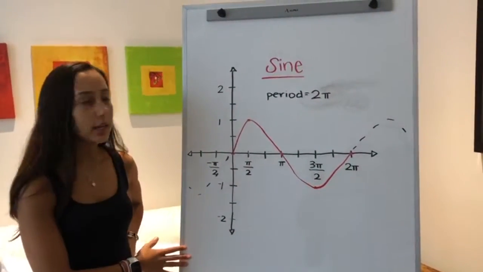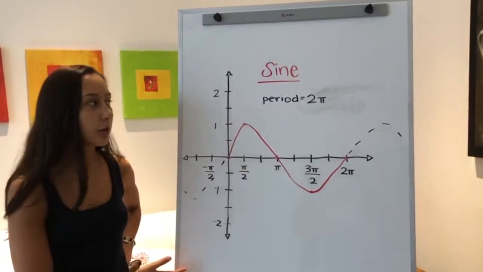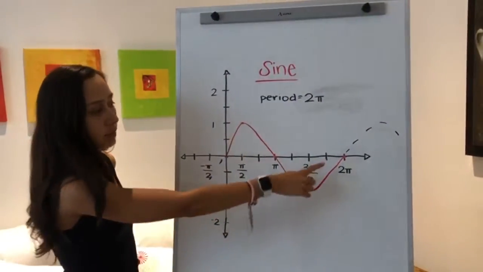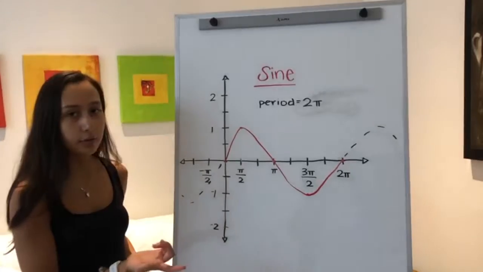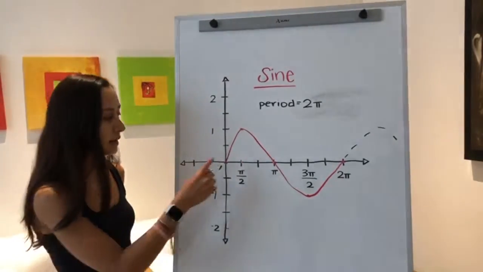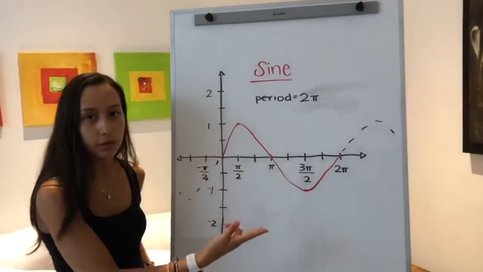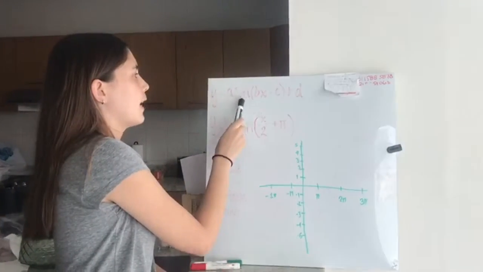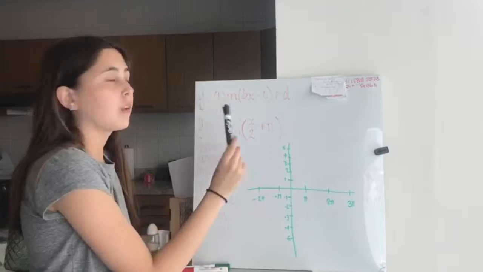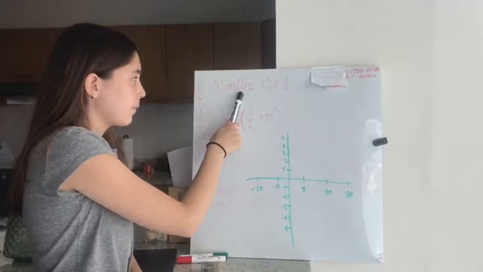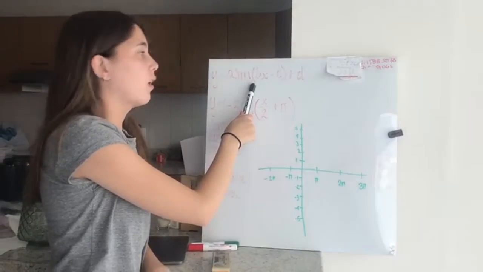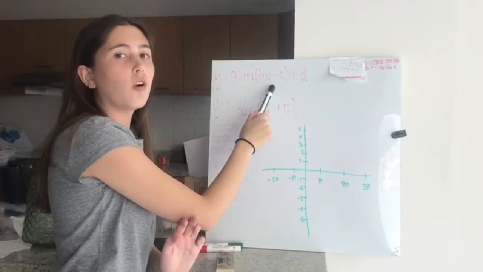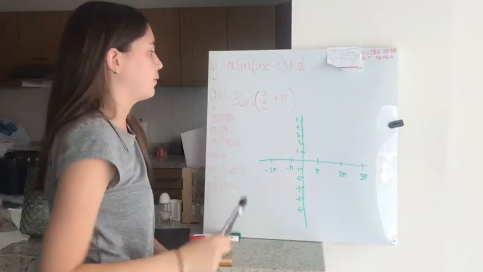This is the graph of sine, and the sine graph is called a periodic function because it repeats itself with intervals that are called periods. The graph of sine has a period of 2 pi because each period covers 2 pi units. We know that the equation of a sine function is y equals a sine (bx minus c) plus d, where a is the amplitude, b is the value that will help us find the period, c is our horizontal shift, and d is our vertical shift.